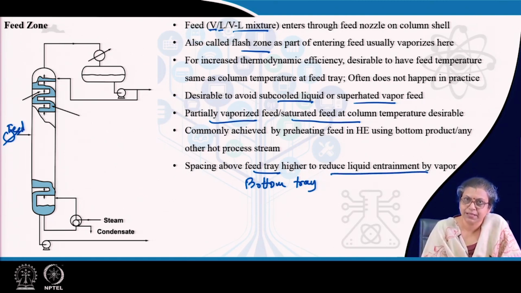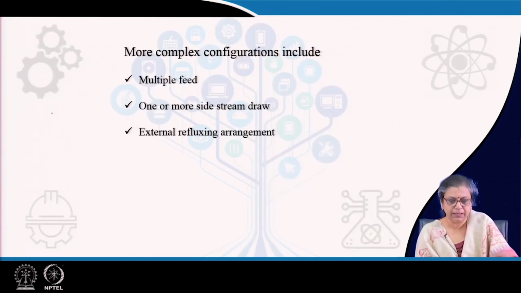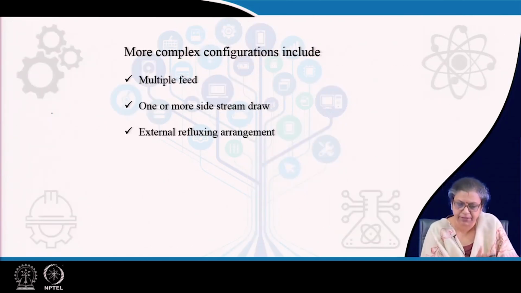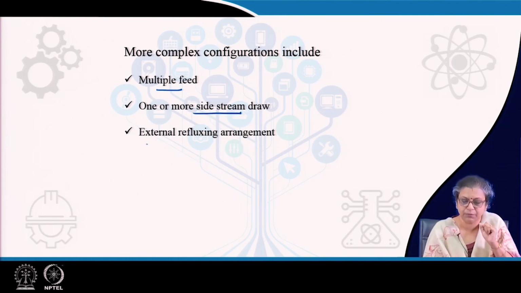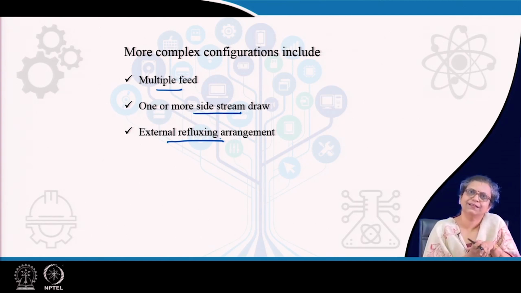Well, this was the basic arrangement. I have discussed the arrangement for the overhead section, the bottom section and the feed zone. These are the basic arrangements. In the complex configurations, we have several other things. We need to consider the side stream draw, we need to consider multiple feeds, etc. Also, there is an external refluxing arrangement. These things we are going to discuss in the next class.